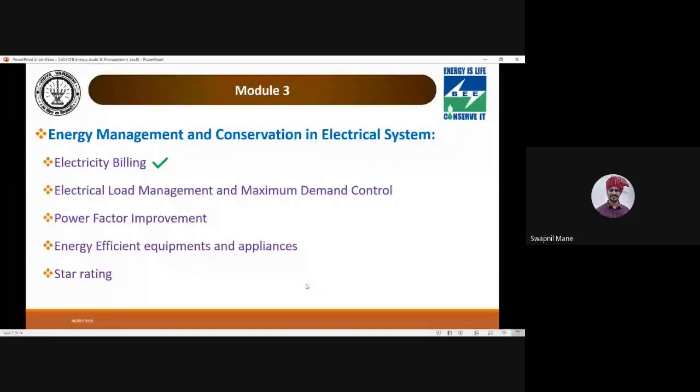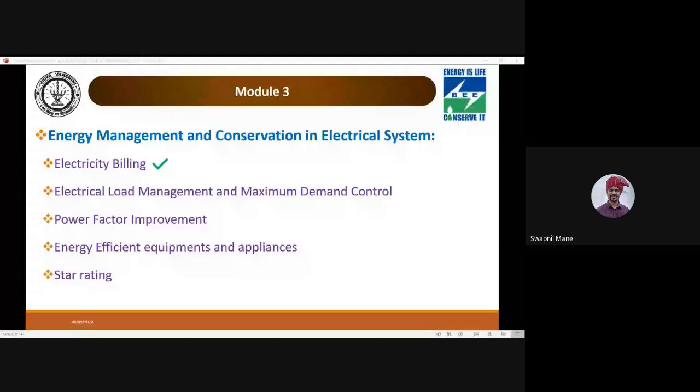So let us begin with the first part, that is energy management and conservation in electrical system. We talked about electricity billing, we have done that. I want you to just recall what all things you remember related to electricity billing. We have discussed this earlier, so I want some terms from you that we have discussed up till now. Some revision related to electricity billing.